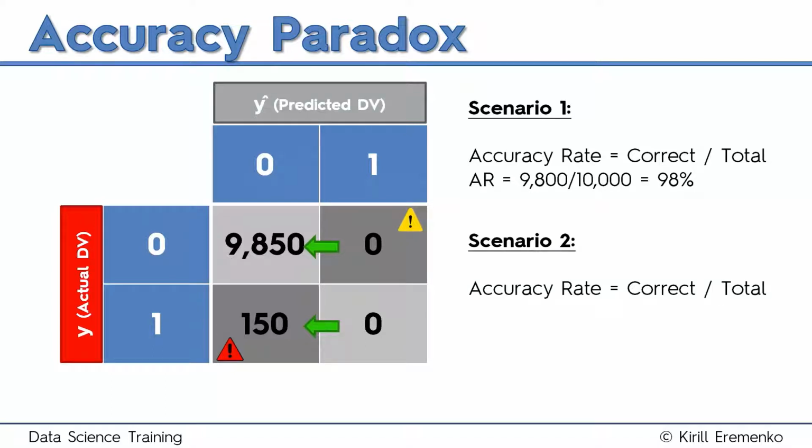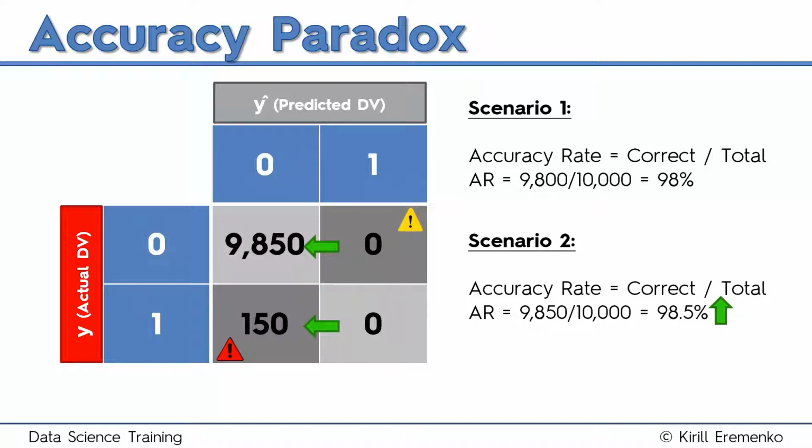Scenario 2, accuracy rate has the same formula. In this case, accuracy rate is 9,850 divided by 10,000. So it's 98.5%. The accuracy rate went up by 0.5%. And as you can see, what we did is we just completely stopped using a model, but the accuracy rate went up. And that is why you should not base your judgment just on accuracy rate, because things like this can happen.